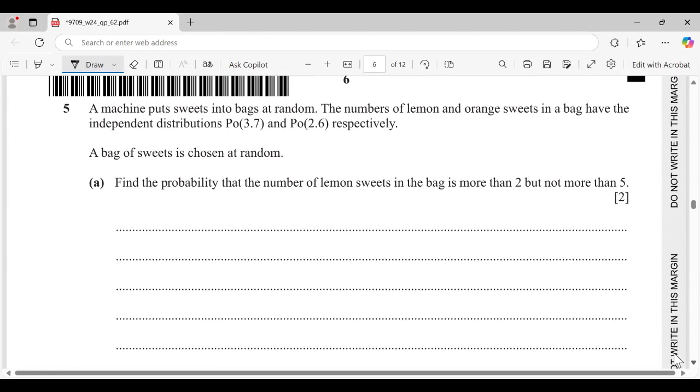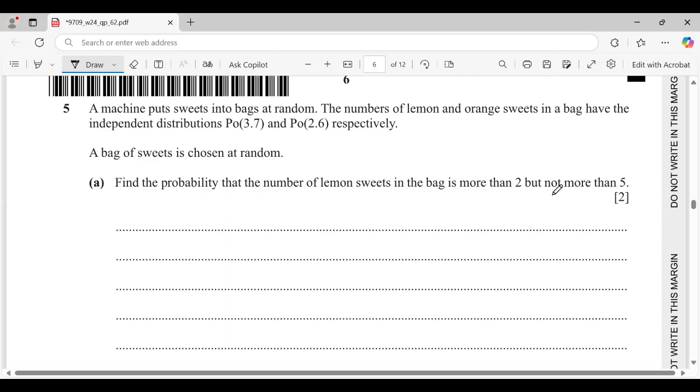Number 5. A machine puts sweets into bags at random. The number of lemon and orange sweets in a bag have the independent distributions Poisson 3.7 and Poisson 2.6 respectively. A bag of sweets is chosen at random. Find the probability that the number of lemon sweets in the bag is more than 2, but not more than 5. So between 2 and 5.